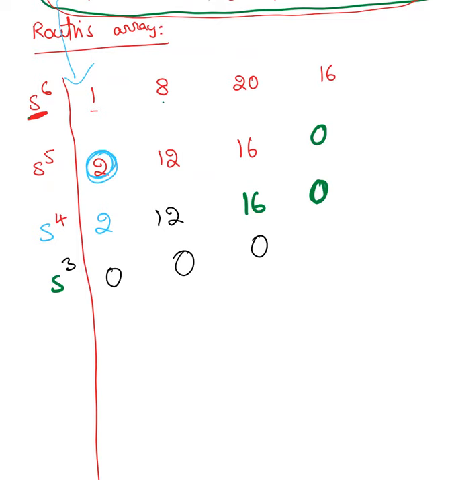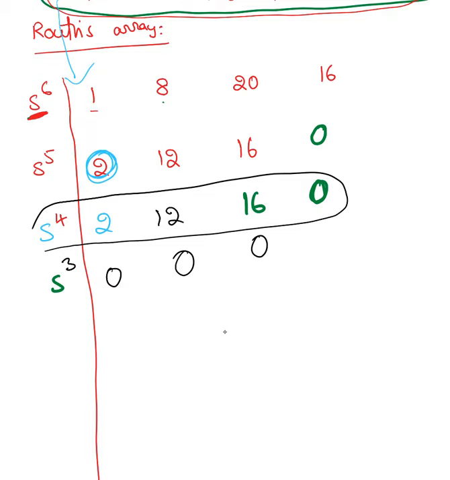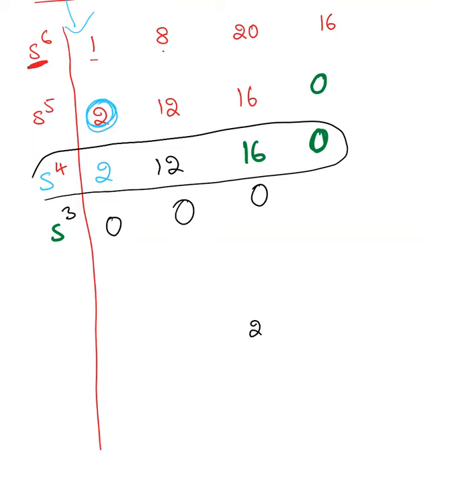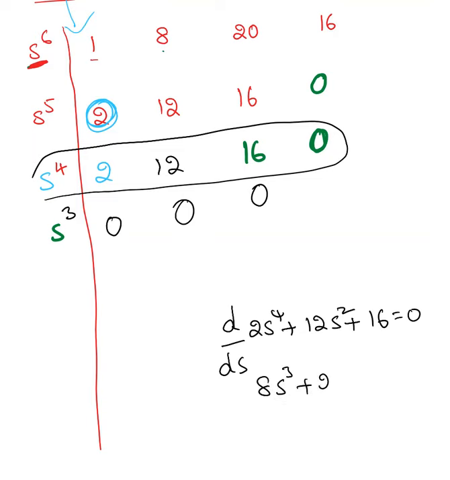Okay, that way is to take the row above, which is s to the power of 4. So write down that row, which is going to be 2 times s to the power of 4 plus 12 times s square plus 16 equal to 0. Take that as 0, it doesn't matter anyway. Now I'm going to differentiate this with respect to s. So when I differentiate this with respect to s, we'll end up with 8s cube plus 24s plus 0 equal to 0.